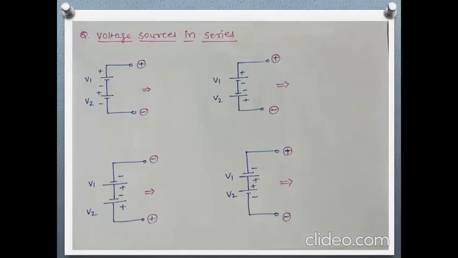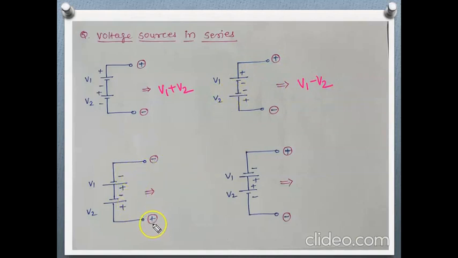Let's solve this. When two voltage sources are connected in series, and the terminals are like this, these are the four cases, then what will be the total voltage? This is V1, this positive and this positive, so this will be the positive and this will be the negative. So the total voltage will be V1 plus V2. Here this is positive and this is negative, and here positive and negative. If it is positive, that means V1 is greater than V2, so V1 minus V2, as they are oppositely connected.